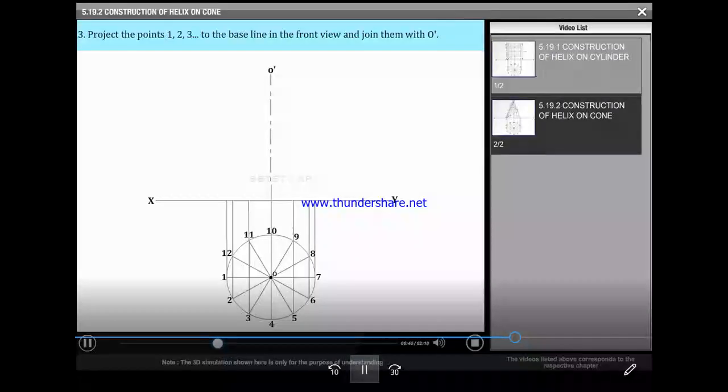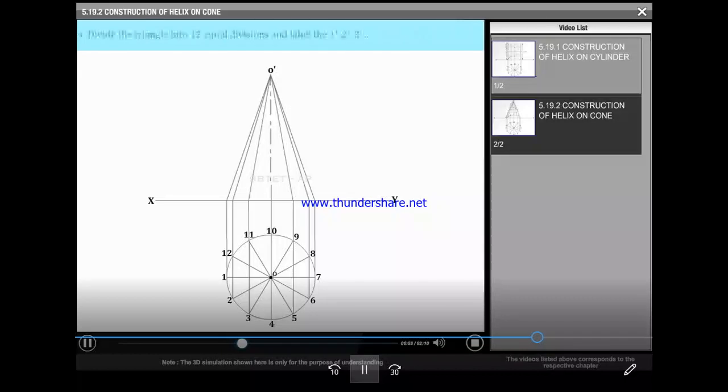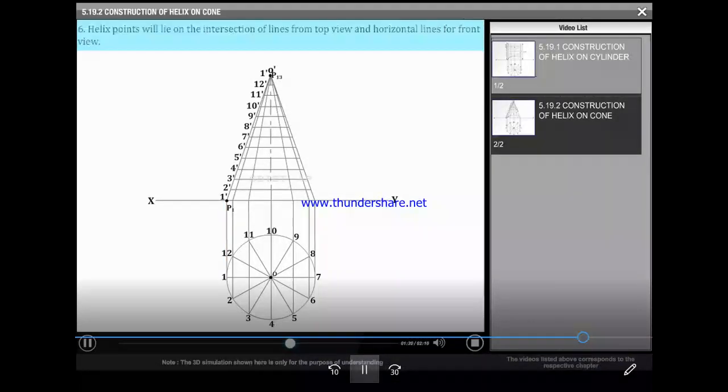Project the points 1, 2, 3, etc. to the baseline in the front view and join them with O dash. Divide the triangle into 12 equal divisions and label them 1 dash, 2 dash, 3 dash, etc. Let P1 be the starting point. The helix points will lie on the intersection of lines from the top view and horizontal lines from the front view.